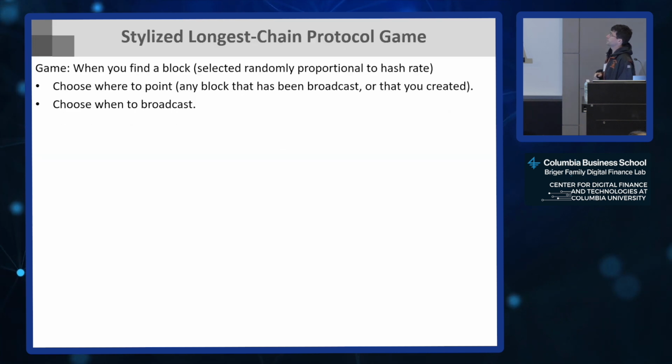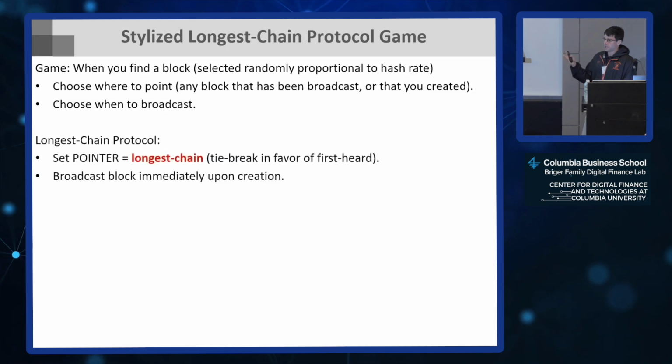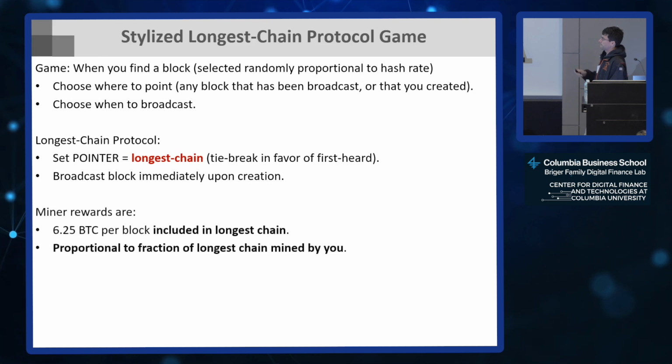So what is the game? The game is when you create a block, you choose where to point and you choose when to broadcast. So what does longest chain say to do? It just says, please point to the longest chain, please broadcast immediately. That's what an honest person in the Bitcoin network would do. And then what are the rewards you get? It's proportional to the fraction of the longest chain that are created by you.